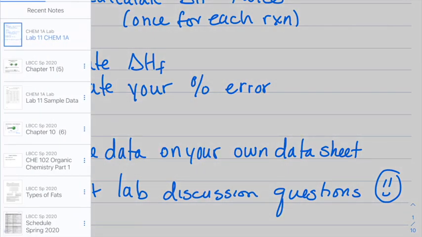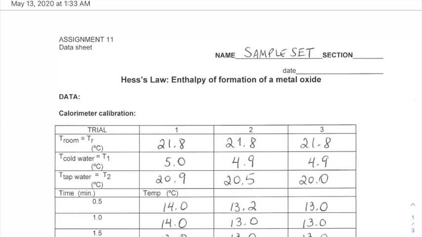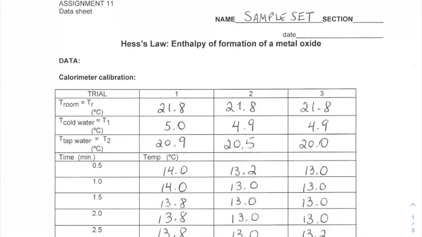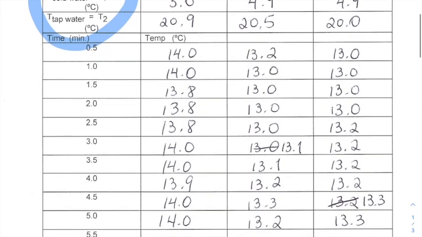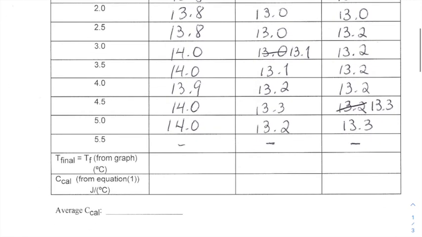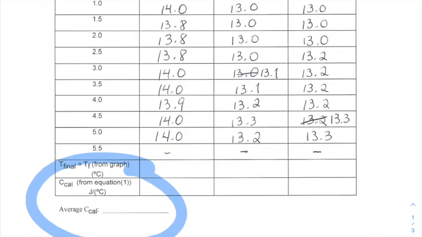Just to take a quick look at your sample data, this is up on Canvas right now in the lab notes section. Here is all your data. This would have been a 2-day lab. In day 1, you would have calibrated a calorimeter. Here is data that you would have gotten for 3 trials. You would have found the temperature at minute 0.5 all the way to minute 5. And then your calculations go down here at the bottom. As always, if you don't have a data sheet, then I'll have you just write this on a piece of paper.